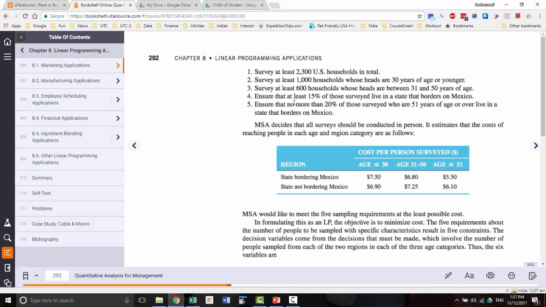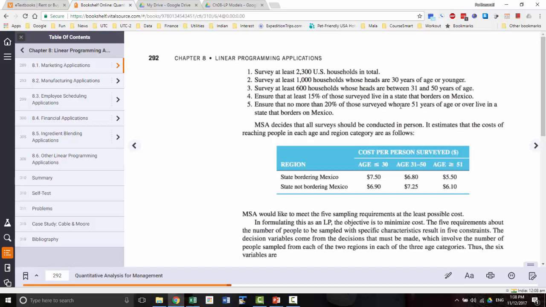And there are some percentage requirements as well. So this will be a kind of a nuance. We've so far dealt with numerical values. Now this is proportion, and we have to see how to deal with it. So ensure that at least 15% live in a border state, because this is an immigration related survey. And then another proportional requirement that is no more than 20% of those surveyed who are 51 years of age or over in a state that borders on Mexico.